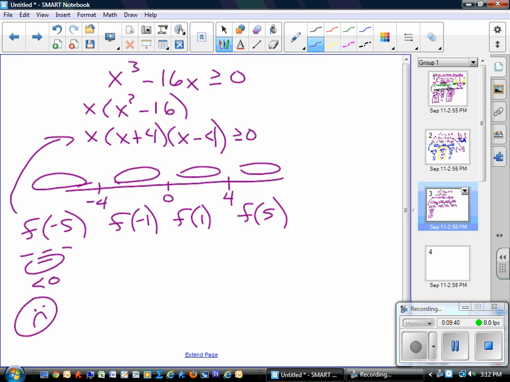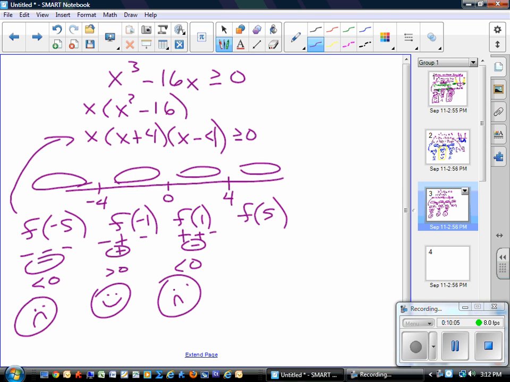All right. When I plug a number like negative 1 in, I get a negative, a positive, and a negative. 2 negatives and a positive multiplied to a positive, that's greater than 0, and that's exactly what I want. Plugging 1 in, I get a positive and a negative, which multiplied to a negative. Not what I want because that's less than 0. Finally, plugging a 5 in, I get a positive, a positive, a positive, which is a positive, which is greater than 0, which is the solution I'm looking for.